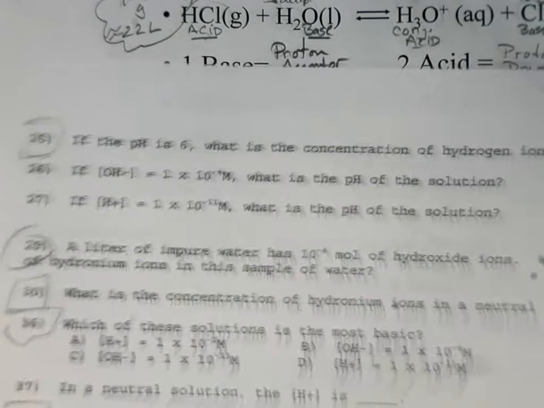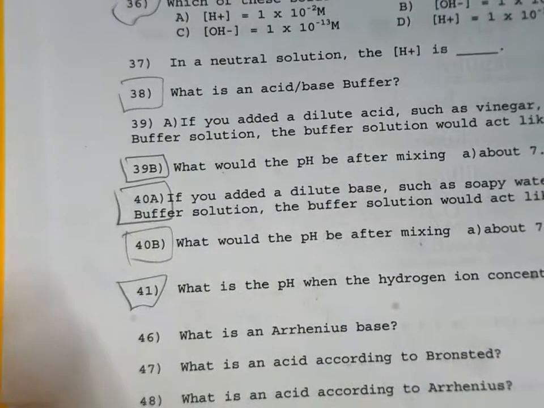All right, ladies and gentlemen, we're working on the back side of the acid, base, and equilibrium review sheet, and we're just working on these few that period 6 had. If you want to see the other ones, you have to go to part 3 of the video.